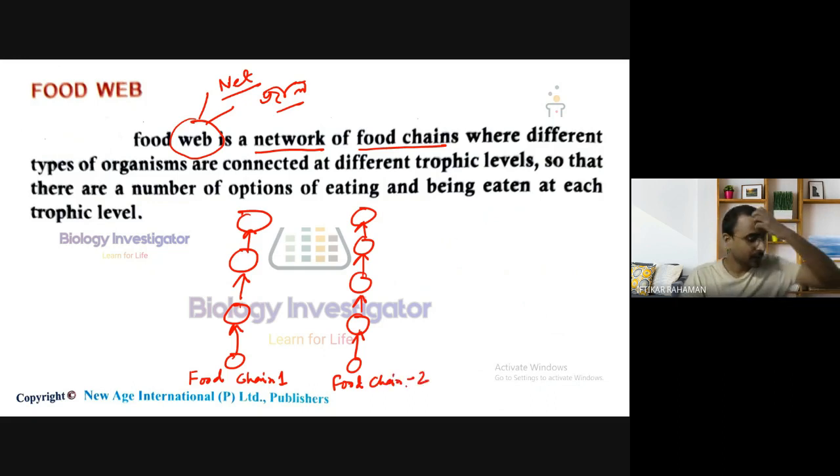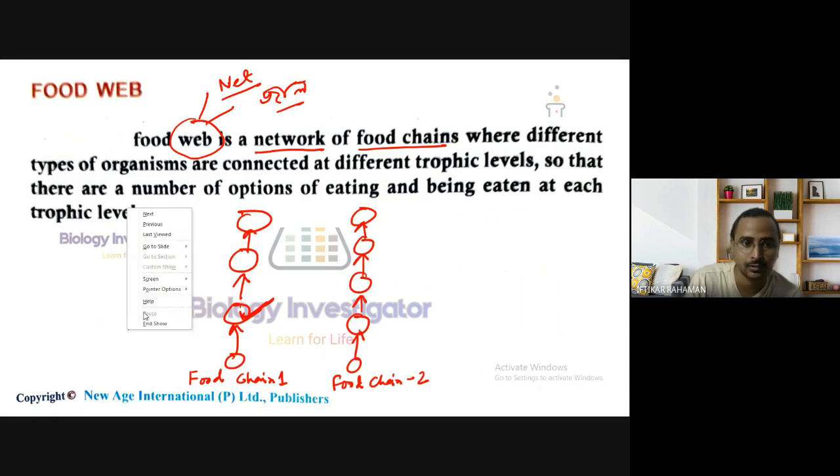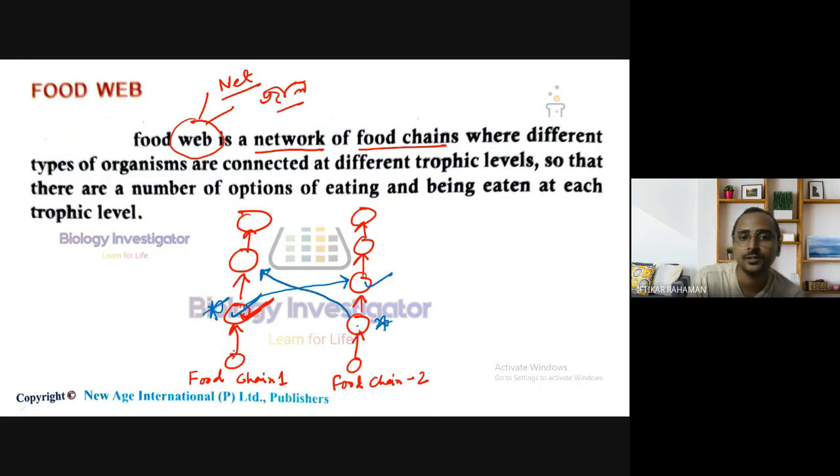Okay, so if this food, like any component, for example this component, I am telling you in another color. For example, this component, if this is also being eaten by this component, and sometimes this is also being eaten by this, so you can say food chains are connected with each other, right?